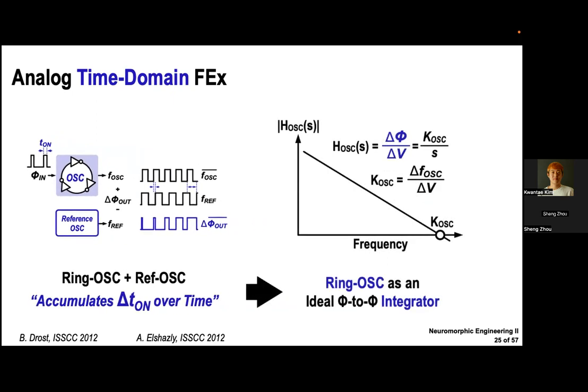So these oscillators are represented in the S domain, and we can see that the oscillator transfer function is K over S, which is an ideal integrator. This means a ring oscillator can be used as an ideal phase domain integrator.